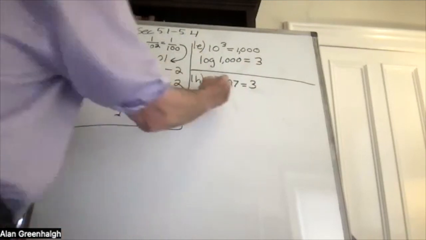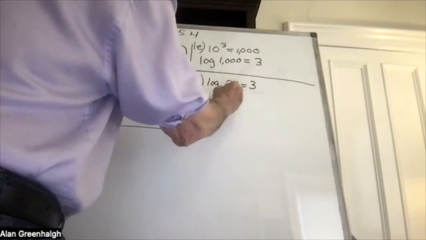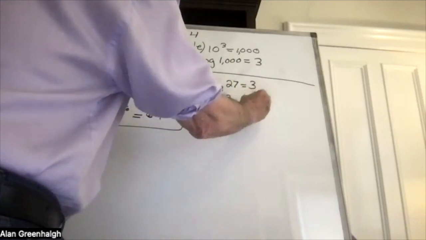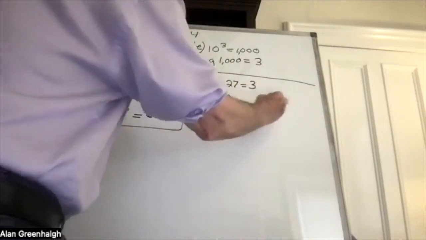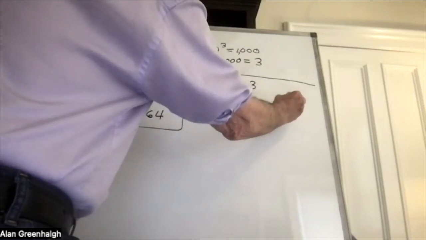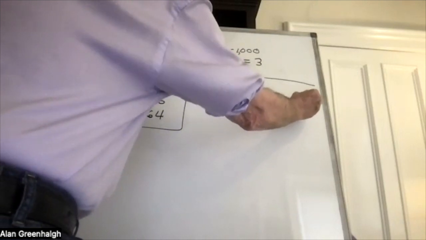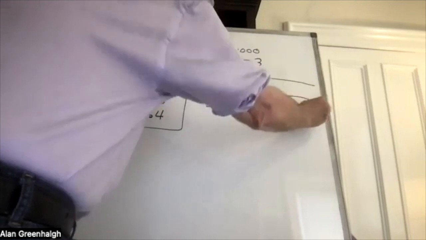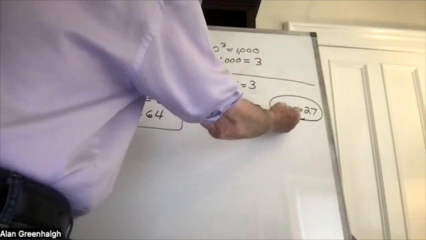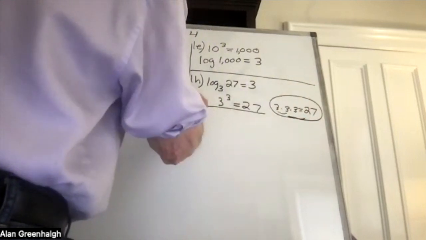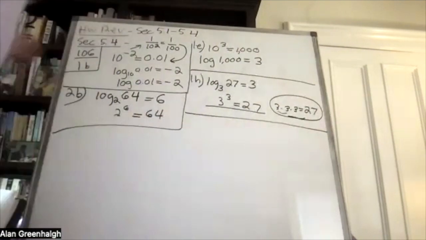And again, the base to the exponent equals the number. And again, 3 times 3 times 3 is equal to 27. That's easy to check because 3 times 3 is 9 and 9 times 3 is 27.